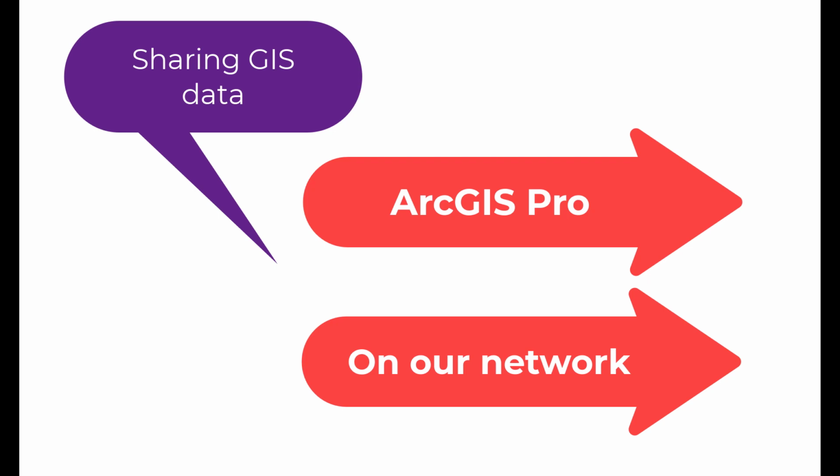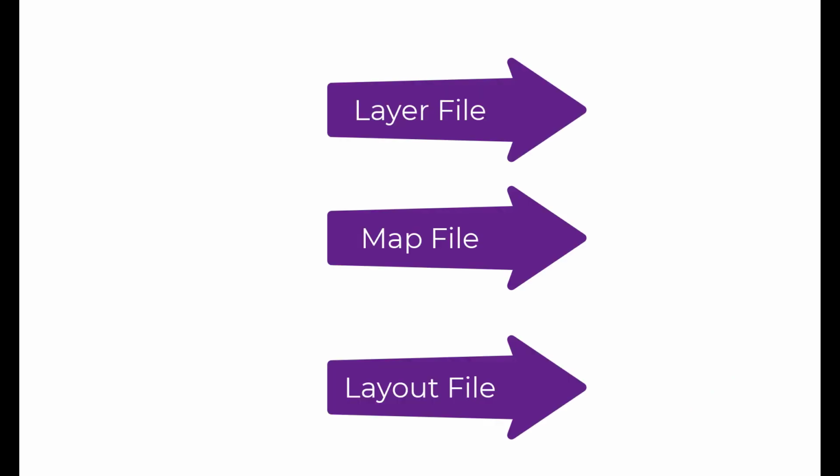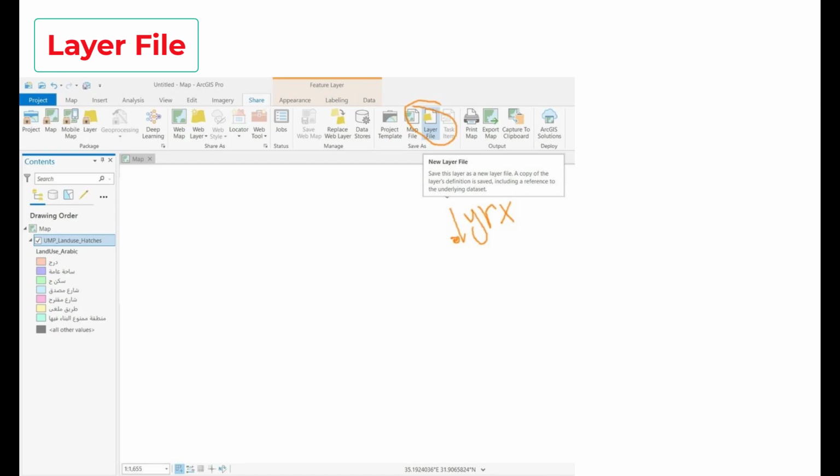So before discussing how we can share our work with those who are on our network, we need some discussions about some important issues in this regard. This is about a layer file, map file, and layout file. A layer file in ArcGIS Pro has a file extension name of .lyrx. A layer in .lyrx form can exist outside of your map, or it can exist outside of your project as a layer file.